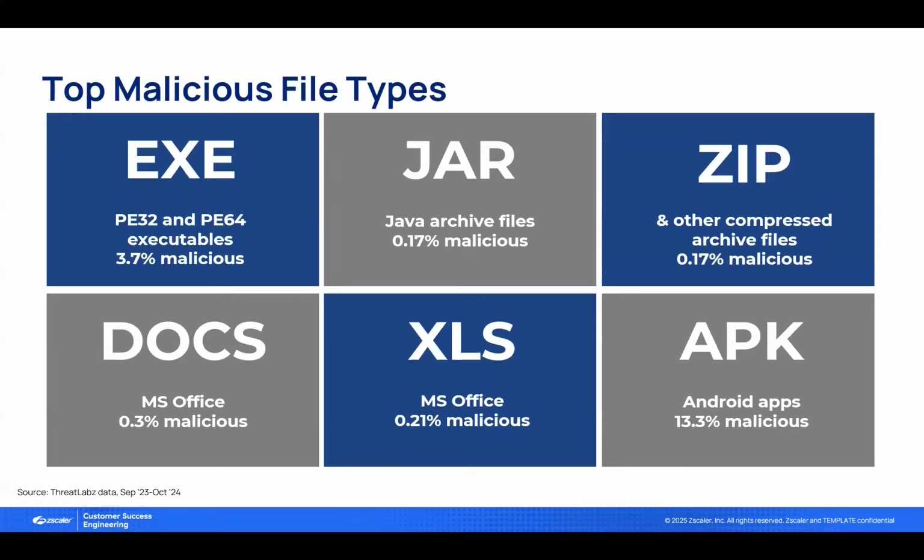Java archive files, where 0.17% of all files sent to Sandbox were found to be malicious. Zips and other compressed archive files, such as RAR or 7-zip, where 0.17% of files were found to be malicious. Office documents for Word and Excel, where 0.3% and 0.21% of files sent to Sandbox were found to be malicious, respectively. And finally, Android packages, or APKs, where a whopping 13.3% of files were found to be malicious.